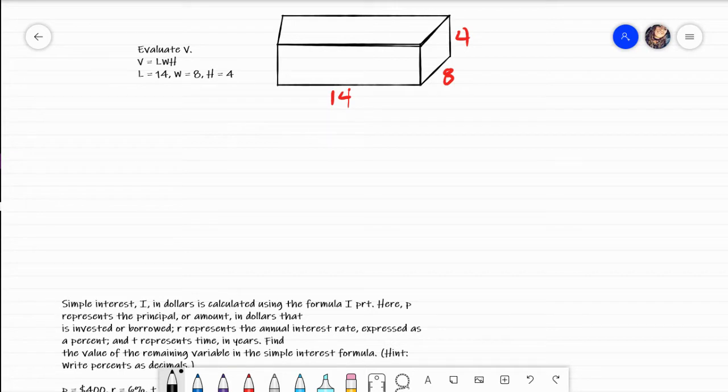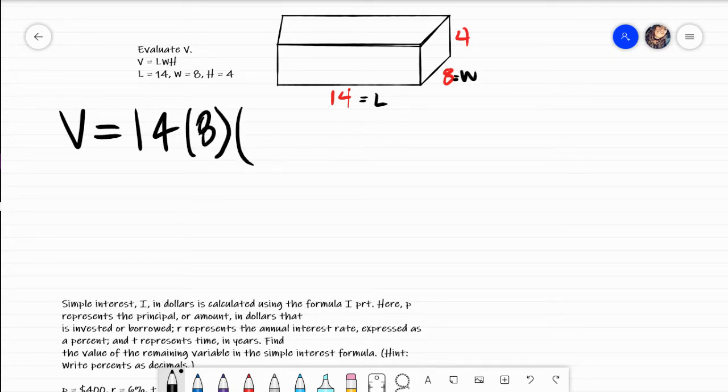If you look at V equals, all of those letters, L, W, H, there's nothing in between them. They're touching, and that implies multiplication. So we're literally going to fill in the values we know. This is my length, it's 14. This is my width, I'm going to put that in parentheses. And then in parentheses, I have my height, which is 4.